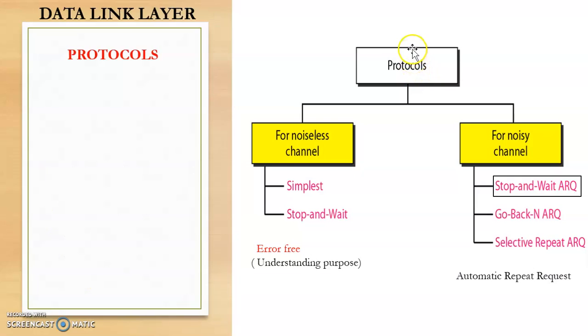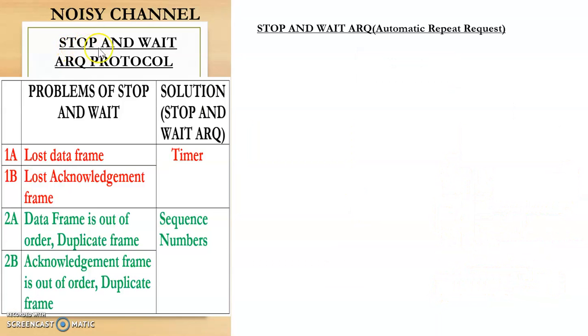As discussed in the previous videos, we know that the protocols at the data link layer for flow and error control are divided into two types, that is for noiseless channels and for noisy channels. These two protocols for noiseless channels, that is simplest and stop and wait protocol, we have already discussed in the previous videos. So in this video we will study stop and wait ARQ protocol for noisy channel. ARQ stands for automatic repeat request. So let us start with stop and wait ARQ protocol.